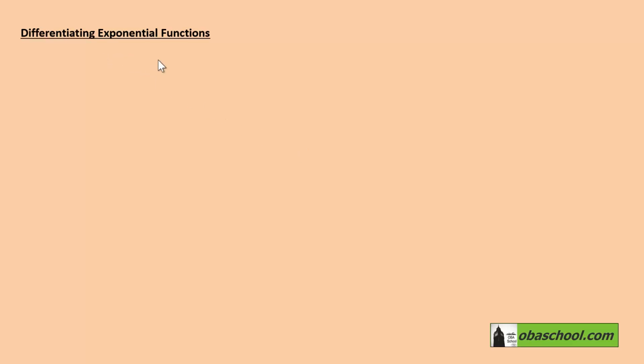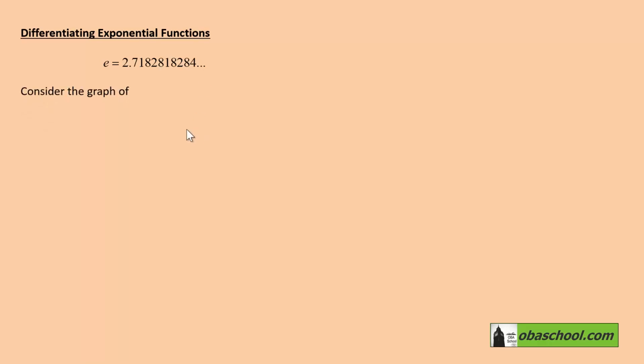Differentiating exponential functions. E is approximately 2.718 and so on. But as you can see here, this number goes on forever. Like pi, it's an irrational number.